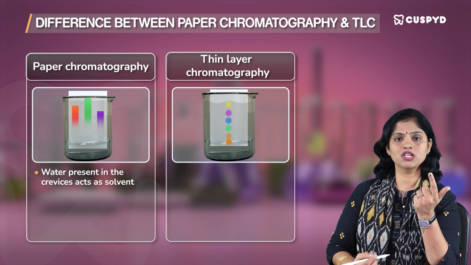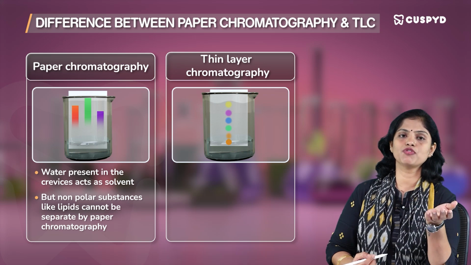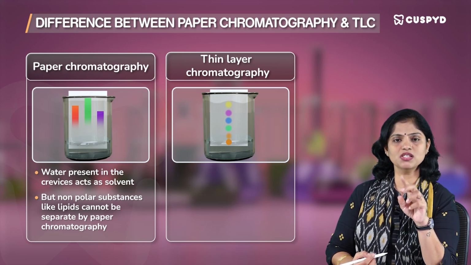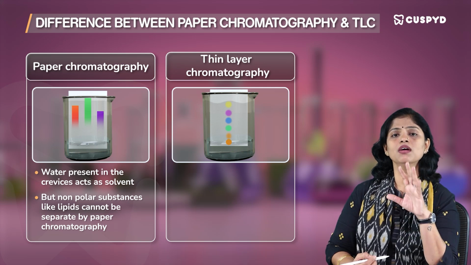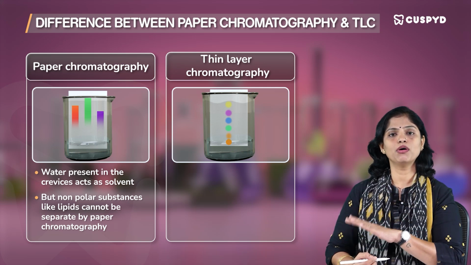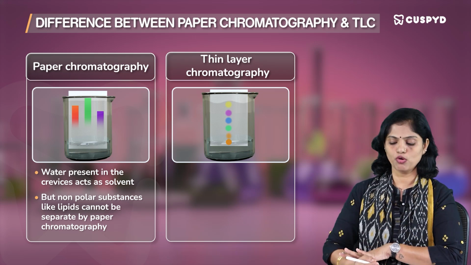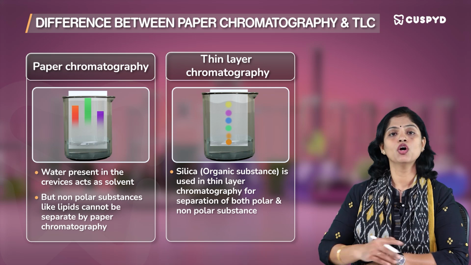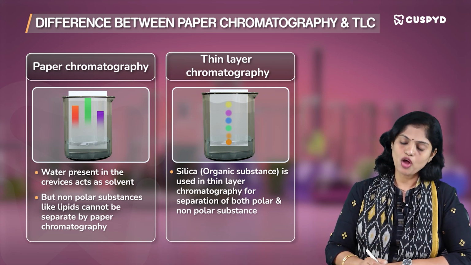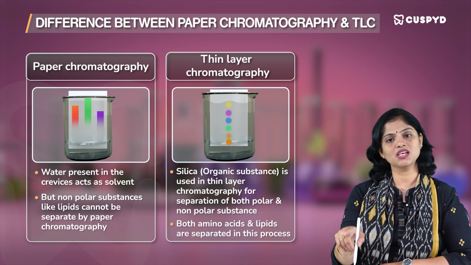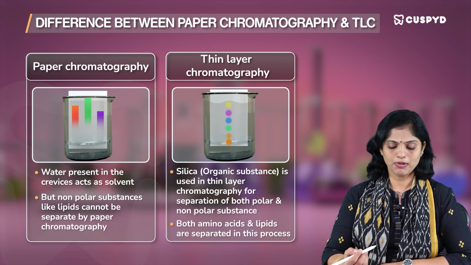Now, because water is present, suppose you are trying to separate non-polar substances, more specifically lipids, which are non-polar substances, they cannot be separated on a paper chromatogram. That is why you will take a more organic compound which can help the separation of both polar and non-polar substances. Silica is a kind of organic substance which helps in separating both polar and non-polar. So on a TLC you can separate amino acids and also lipids. That is the benefit when you compare TLC to paper chromatography.